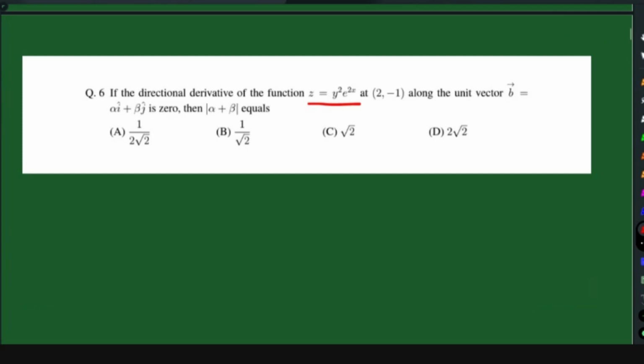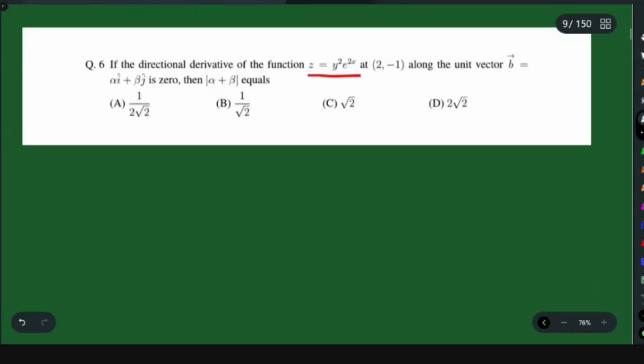Let us compute it directly. You see these are very nice functions, y square into e raised to 2x, so it is a differentiable function. You can directly use the definition, del f dot u, for the directional derivative.